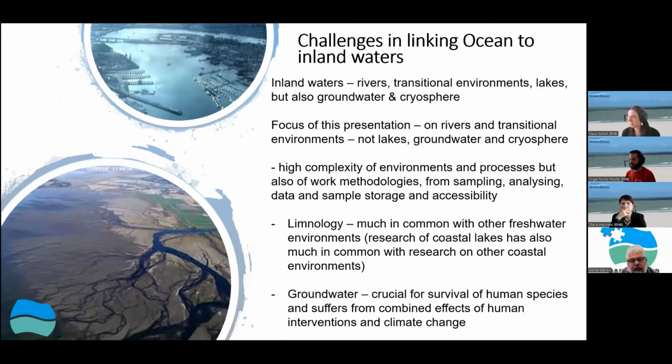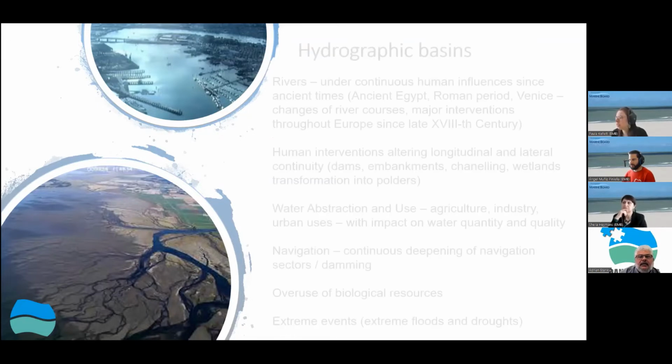There's another point: we can't leave out groundwater, which is crucial for the survival of the human species, and it badly suffers from the combined effects of human interventions and climate change. At what level? From my point of view, I think we do not yet know the scale on which groundwaters are affected by our interventions and also by climate change. It's a vast sector of inland waters, underground waters, that needs to be better studied.